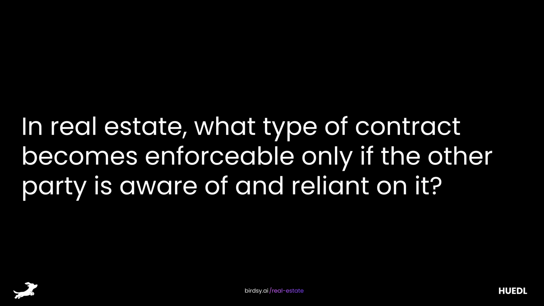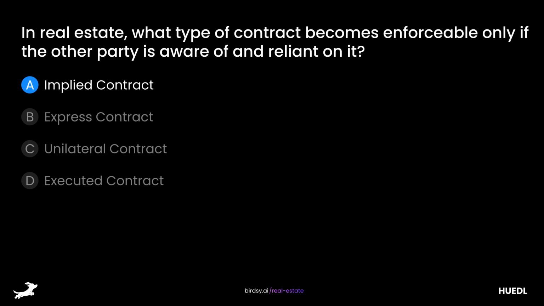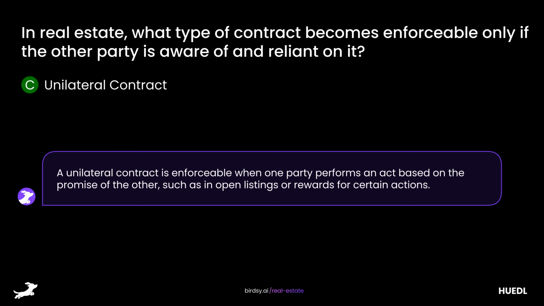In real estate, what type of contract becomes enforceable only if the other party is aware of and reliant on it? Is it A. Implied contract, B. Express contract, C. Unilateral contract, or D. Executed contract? The answer is C. Unilateral contract. A unilateral contract is enforceable when one party performs an act based on the promise of the other, such as in open listings or rewards for certain actions.